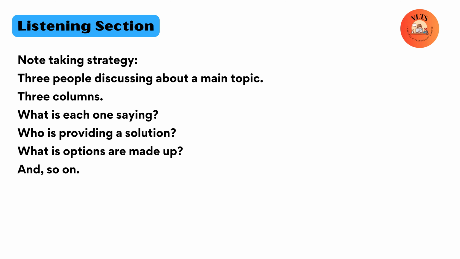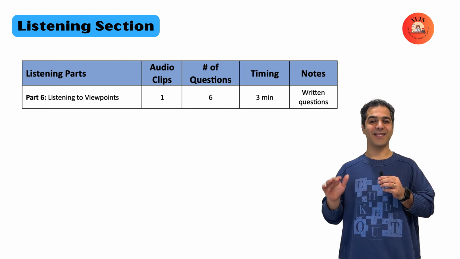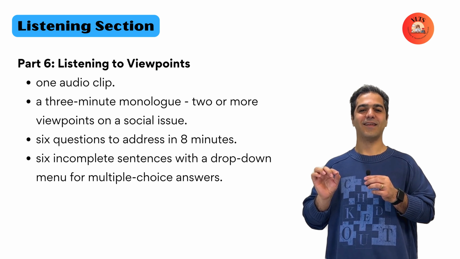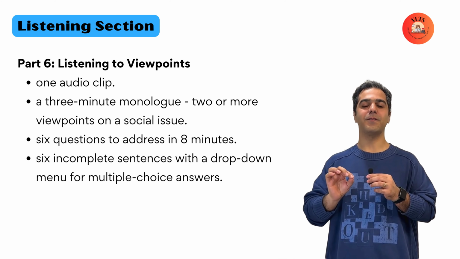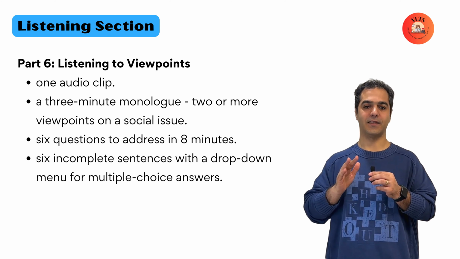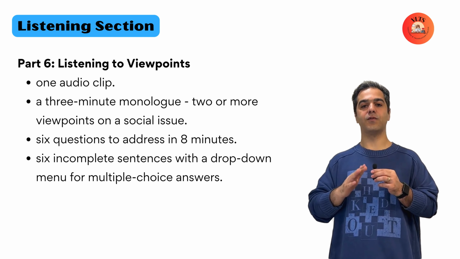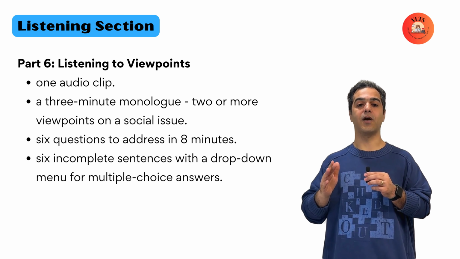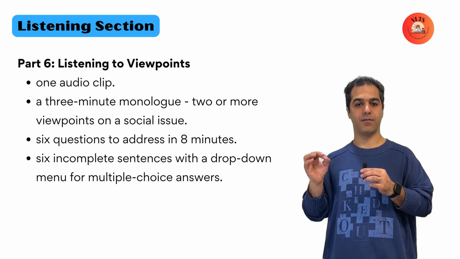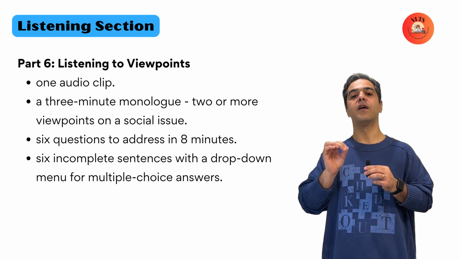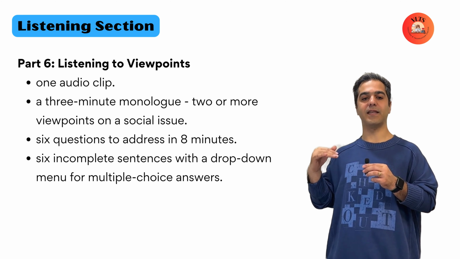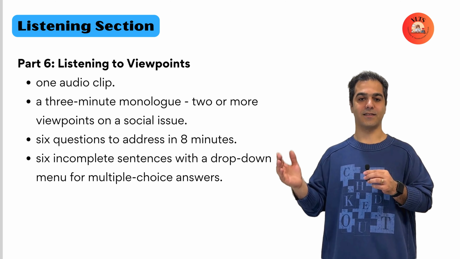The last but not least, in part 6, which is known as the long run part, in this part, the speaker expresses two or more viewpoints. After that, you have 4 minutes to find answers for six incomplete sentences with the drop down menu of answers, meaning that you have 40 seconds time budget to find answers for each of these sentences to ace the test.